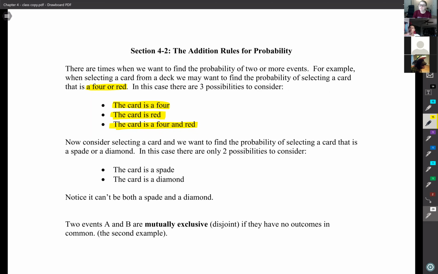So it brings up an interesting point because then you also have to think about two events that maybe don't overlap at all. So the next one says, now consider selecting a card where we want to find the probability that the card is a spade or a diamond. So those don't overlap. You can't pick a card that is both a spade and a diamond. So there's no options that satisfy both at the same time. When we consider our two possibilities, it's only either the card's a spade or the card's a diamond. You can't pick one that's both. So like it says here, notice that the card can't be both a spade and a diamond. So it can't satisfy both of these conditions at the same time.